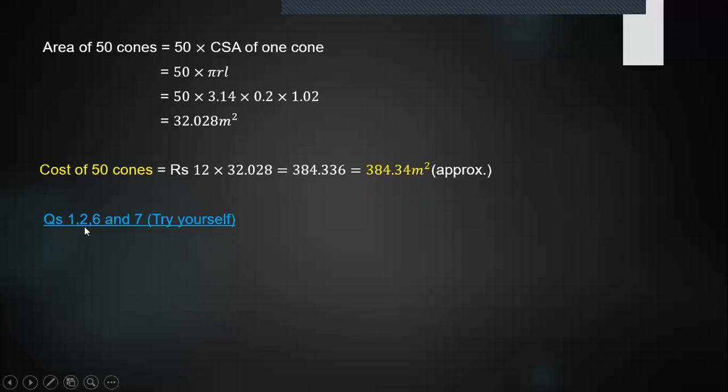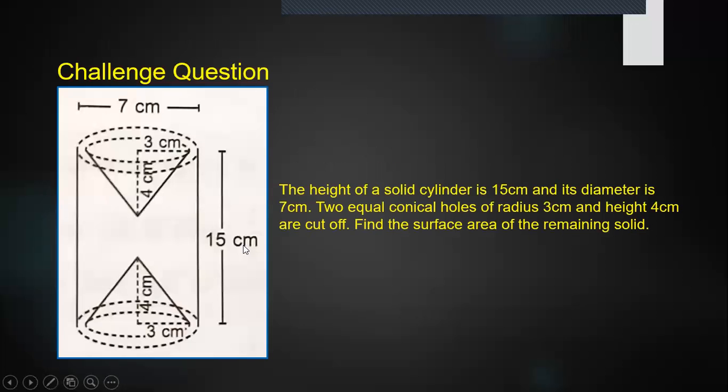Now, questions 1, 2, 6, and 7, you will try yourself. And this is the challenge question for this solid. It says the height of a solid cylinder is 15 centimeters and its diameter is 7 centimeters. Two equal conical holes of radius 3 centimeters and height 4 centimeters are cut off. Find the surface area of the remaining solid.